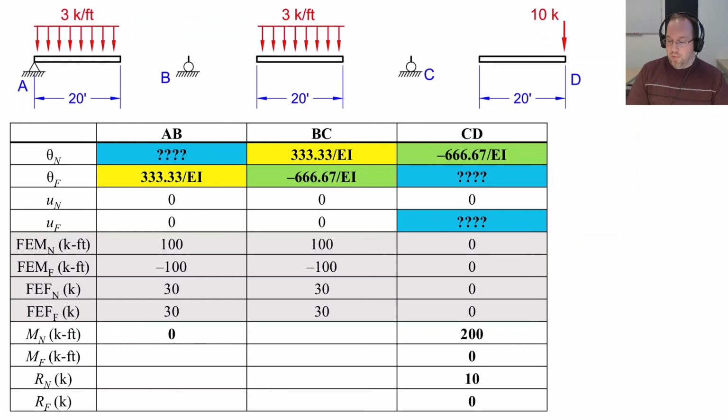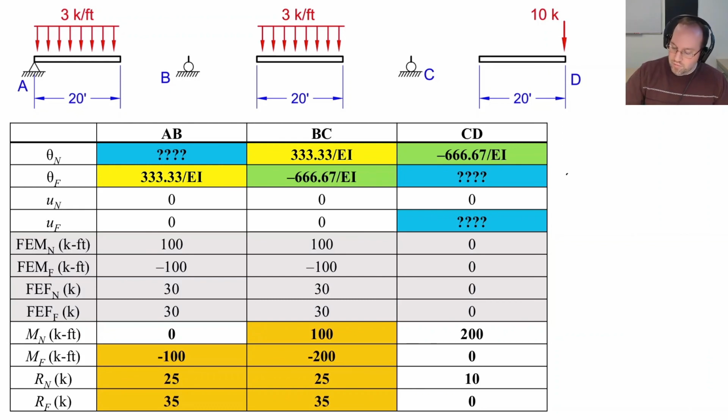So if we go ahead and apply all those equations, we'll find that we have our end moments and end forces for each of those cases. And so I can find my reactions. Reaction at A is just the near force at AB, and so that's just 25 kips. Reaction at B is a combination of the far force at AB and the near force at BC. So 35 plus 25 is equal to 60 kips.